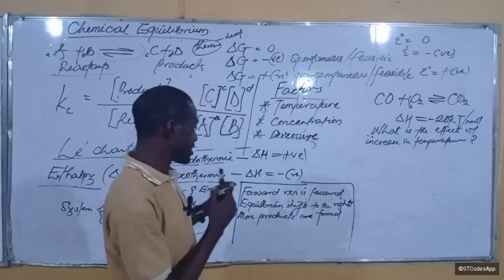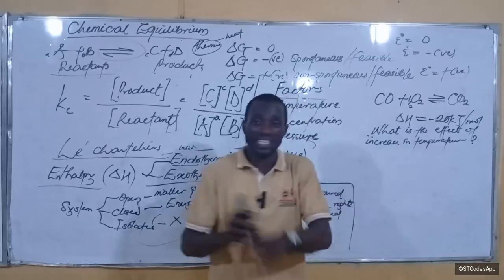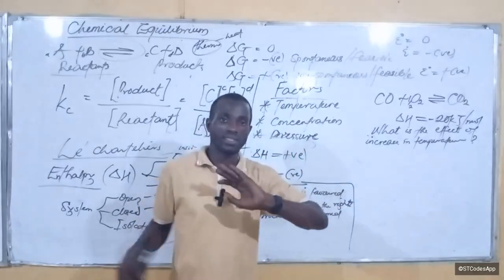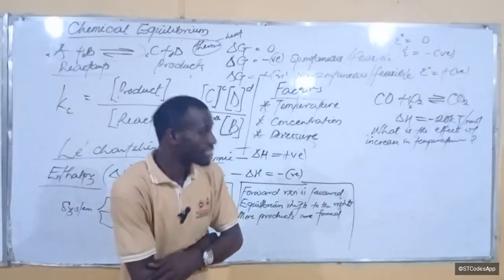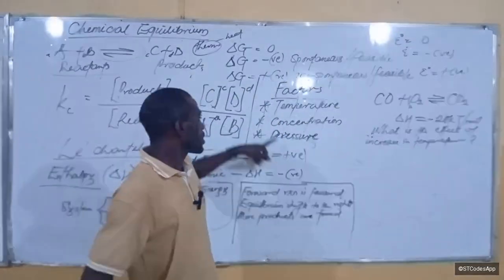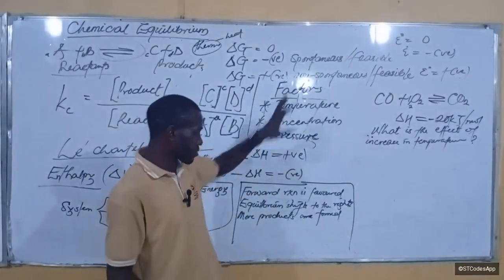Now, I'm going to write the 3 things that will happen. The first thing you observe is whether there is delta H. Once there is delta H there, temperature affects the reaction. So that's the first thing to look out for. If there's no delta H there, temperature does not affect it. So that's the point. Now, there's delta H there, so temperature affects.